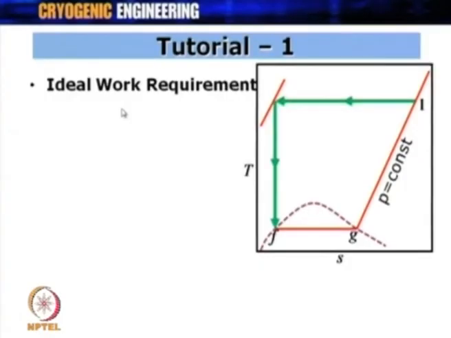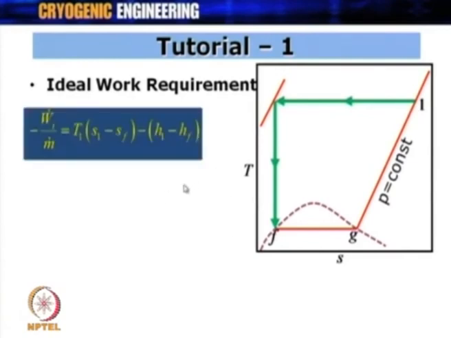So, first our calculation starts with the ideal thermodynamic cycle, because we want to calculate the figure of merit and therefore we have to consider the ideal work requirement of the cycle. The ideal work requirement for the cycle is based on the fact that whatever is compressed is expanded and liquefied. All right.